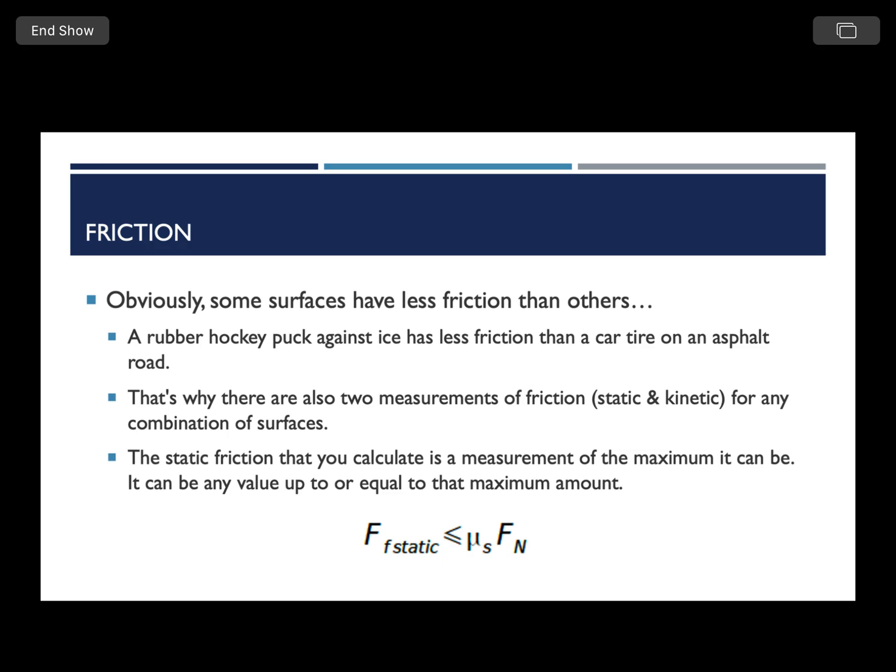Now, what we have to realize is some surfaces have less friction than others. And even if you have two things on the same surface and they're different, that will make a difference. So, for example, there's a big difference between you walking on ice as opposed to you walking on the floor of your kitchen. Also, there's a big difference between walking on the floor of your kitchen with your wool socks on and barefoot. Again, the friction is noticeably different. So we have to take that into account.